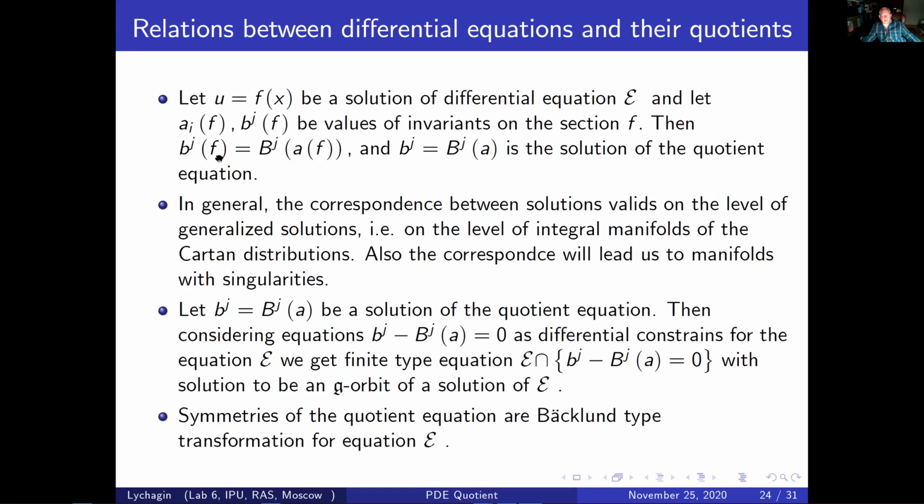If you now remove this f and simply write b_j equals f_j(a), then this will be a solution of the quotient equation.